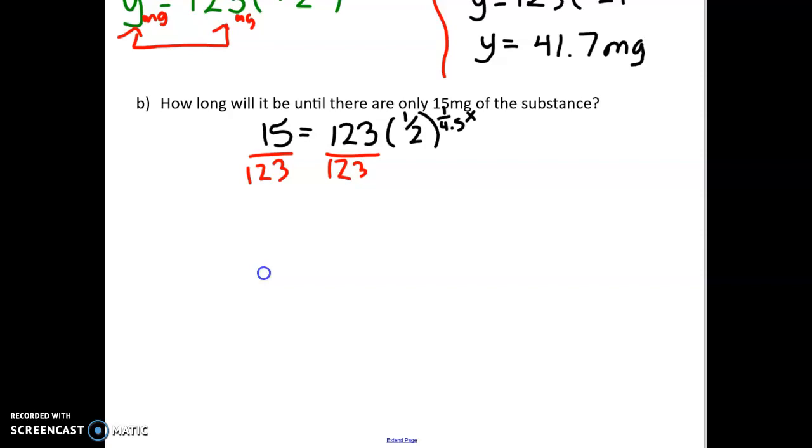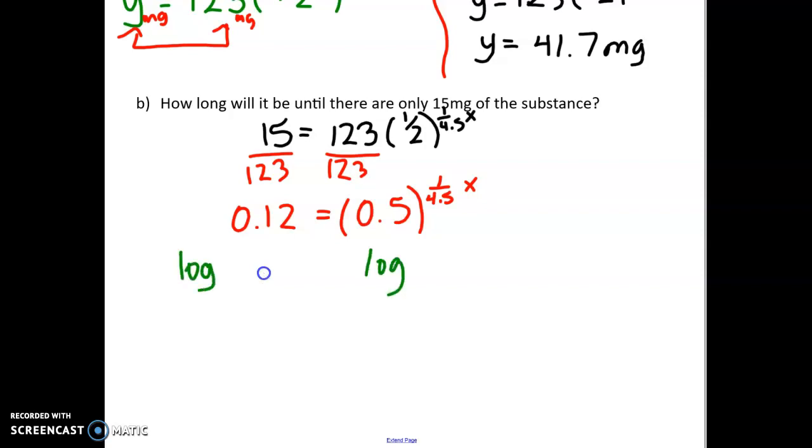So 15 divided by 123 gives us approximately 0.12. And I'm also going to write my half as a decimal. And again, this is going to be 1 over 4.5 times x as my exponent. Now, when we're solving something like this, remember you have 3 options. You look: are there logs on both sides, logs on one side, or no logs at all? No logs at all. So to solve this, I'm going to put a log in front of both sides.